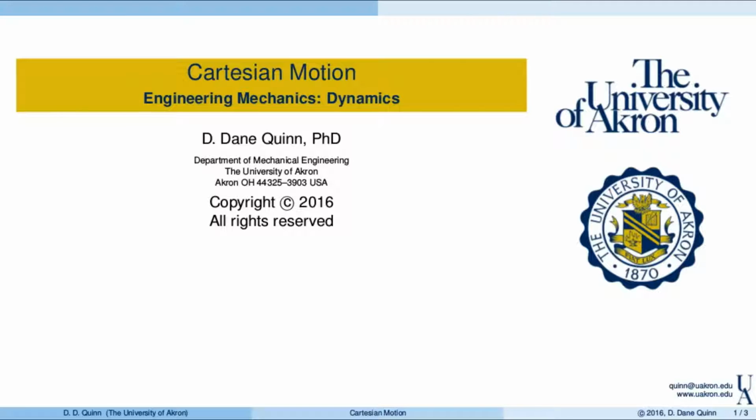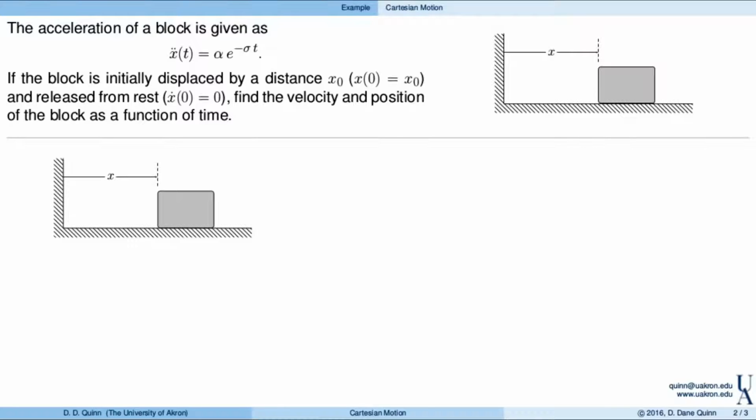And I'd like to do another example dealing with Cartesian motion. So here we have a block, and the acceleration is given as x double dot. So x measures the displacement of the block. Its second derivative is alpha e to the minus sigma t. So the acceleration decays exponentially in time.